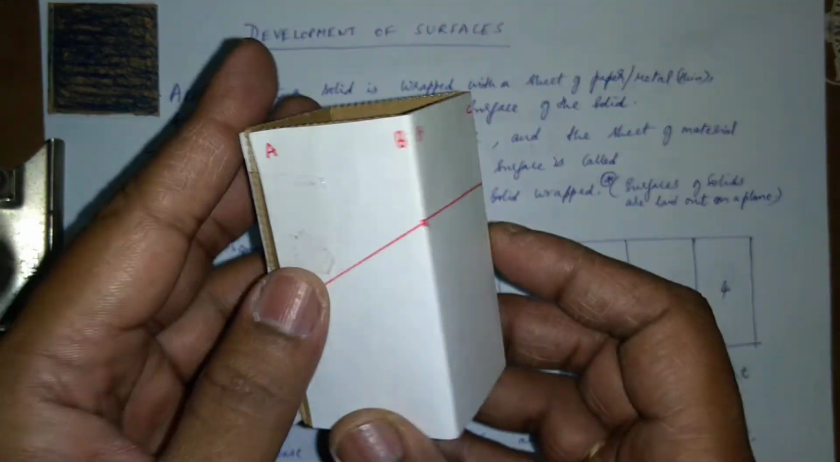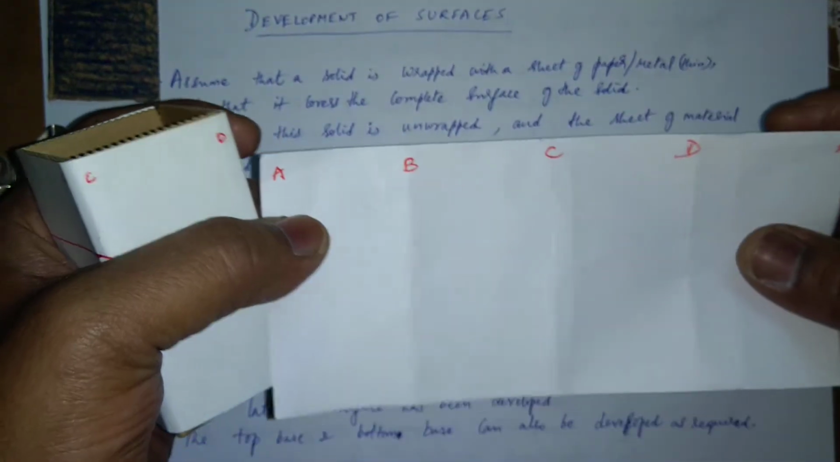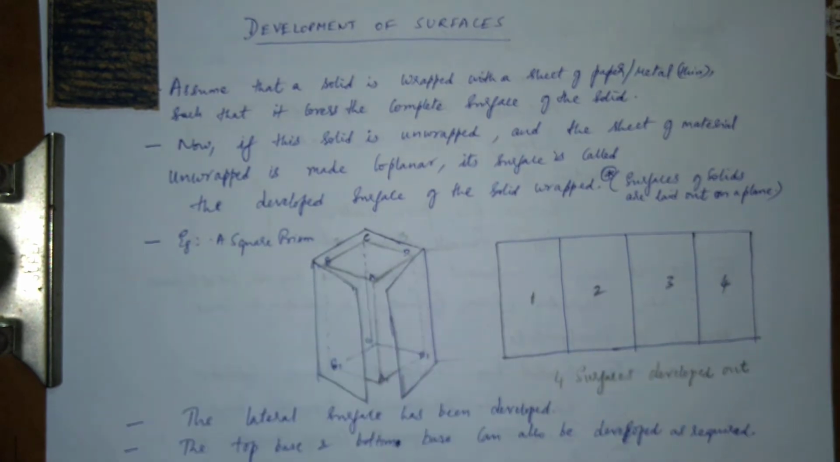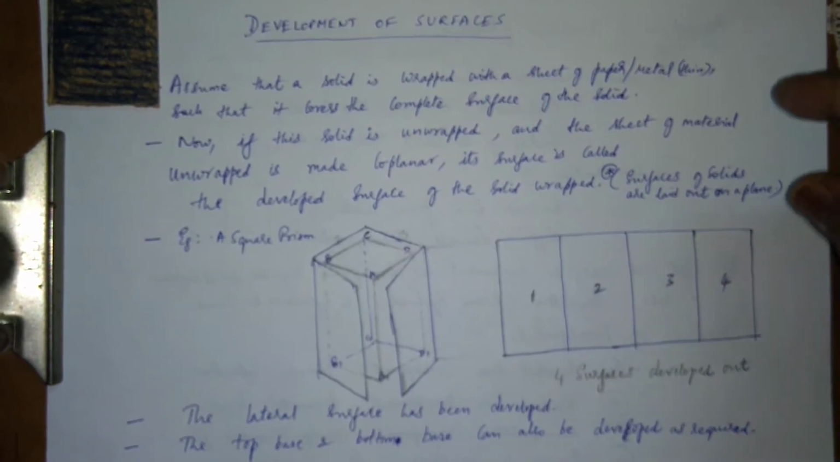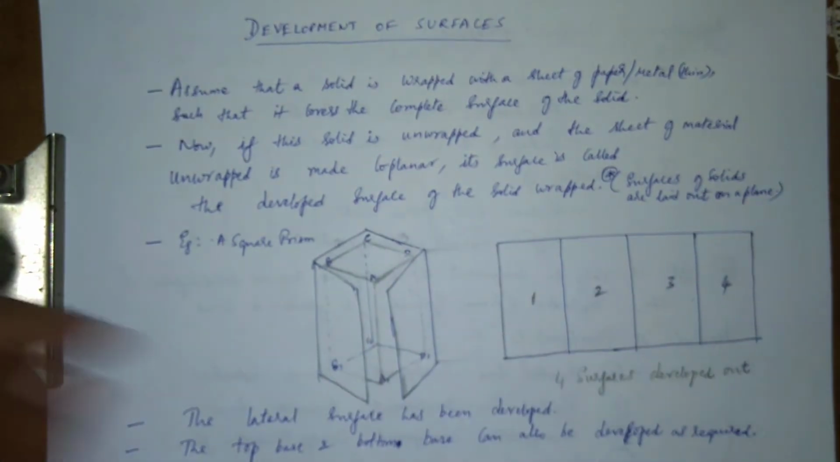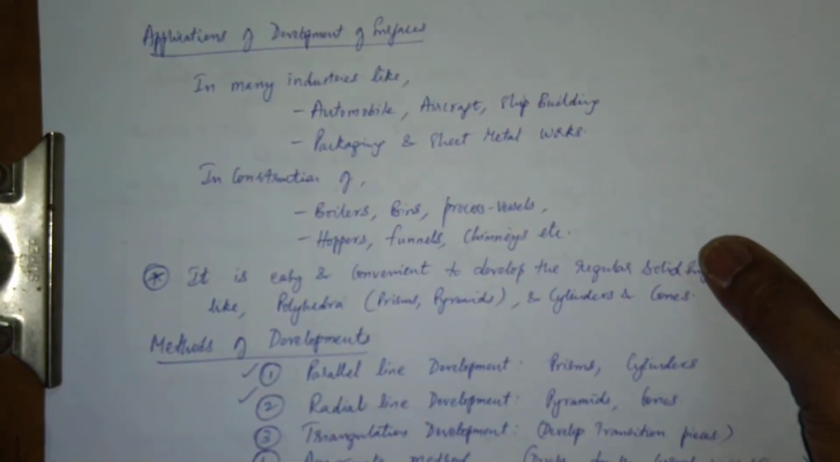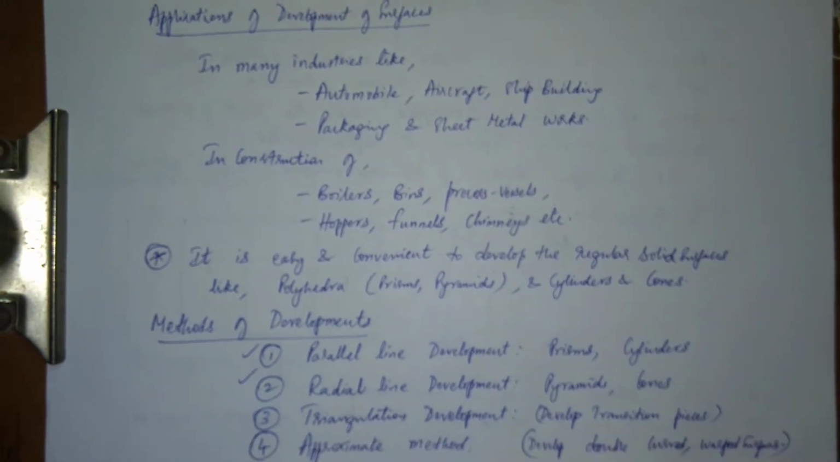So this is the square prism which was wrapped with a sheet of paper, and then that develops out to be like this. Similarly if it's a pentagonal prism or whatever prism it is. Today we'll confine our discussion to the prisms and cylinders, which would basically use the parallel line development method of developments. All right. So we'll just move on to the next slide. We will talk about the applications here. What are the applications of the developments of surfaces.